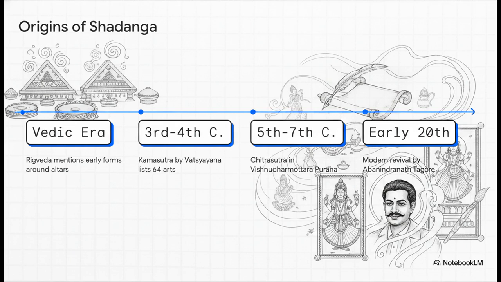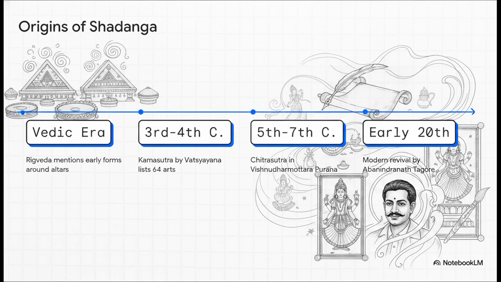But the really specific principles we're zeroing in on today were first clearly laid out around the 3rd to 4th century CE in the Kama Sutra by Vatsyayana, where painting is actually listed as one of these 64 arts essential for a cultured life. Then, a few centuries later, between the 5th and 7th centuries, these rules got elaborated on in incredible detail in the Chitra Sutra section of the Vishnu Dharmottara Purana.